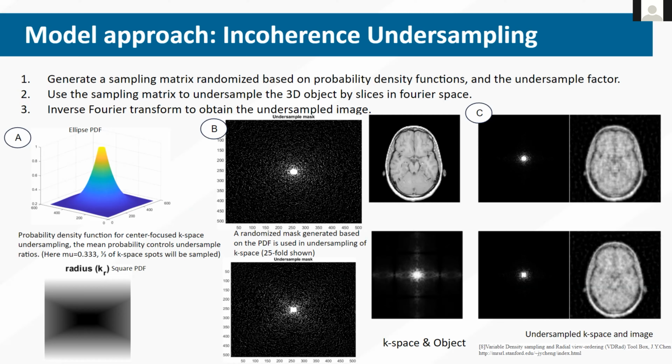Down there is a square PDF generated from another toolbox. In figure B, using these probability density functions, we can randomize and generate an undersampling mask, which can be used to undersample the K-space slice of our 3D objects. The resulting K-spaces are showing.